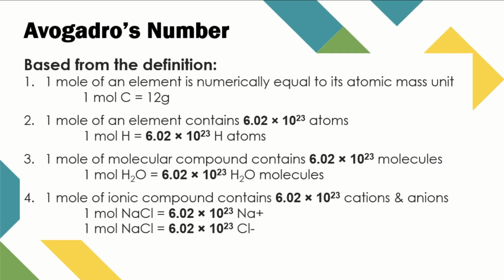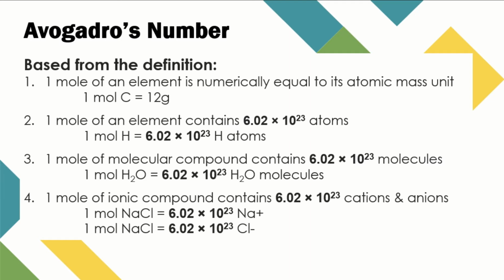So, ibig sabihin, yung 1 mole ng isang element, nagko-contain siya ng Avogadro's number in atoms. So, for example, we have 1 mole hydrogen. It's equivalent to 6.02 times 10 raised to 23 hydrogen atoms. Number 3, 1 mole of molecular compound contains 6.02 times 10 raised to 23 molecules.